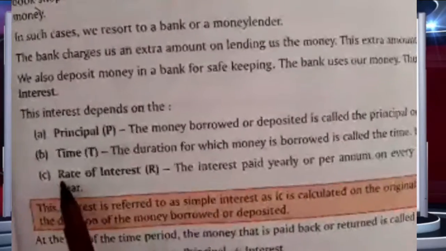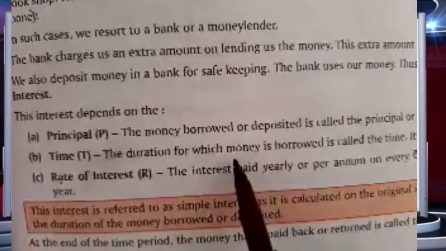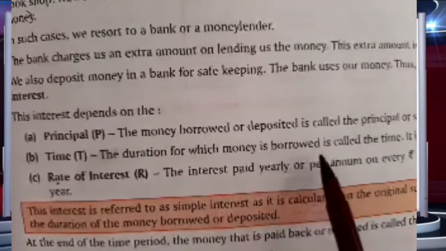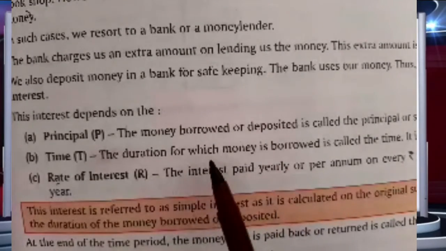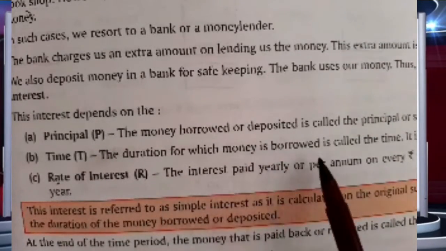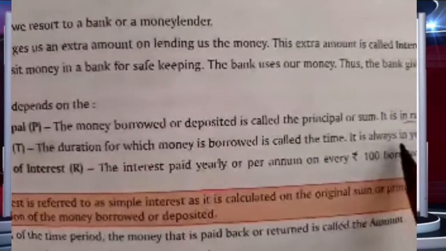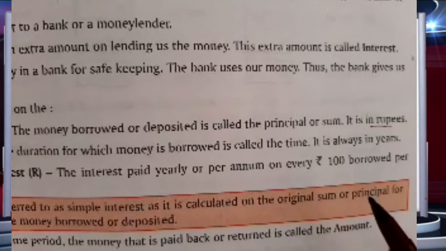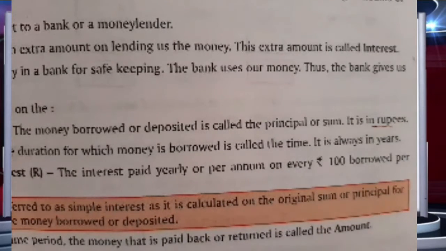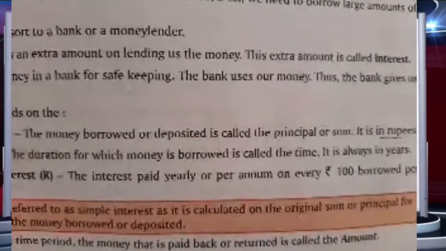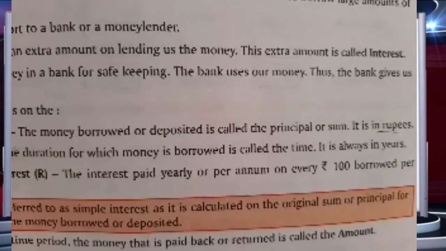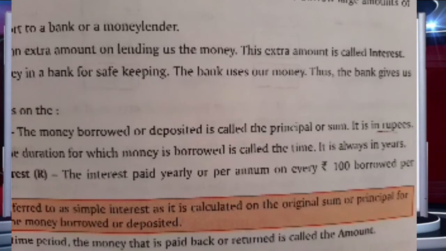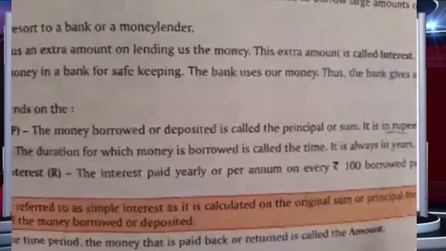Now, next is the time. The duration for which the money is borrowed is called the time. It is always in years. See students, when we borrow money, there is a limit. Like, I am borrowing this money for 1 year, so after 1 year I have to return that money with some extra amount. Suppose I have to return that amount after 2 years or after 3 years, that period is known as the time.